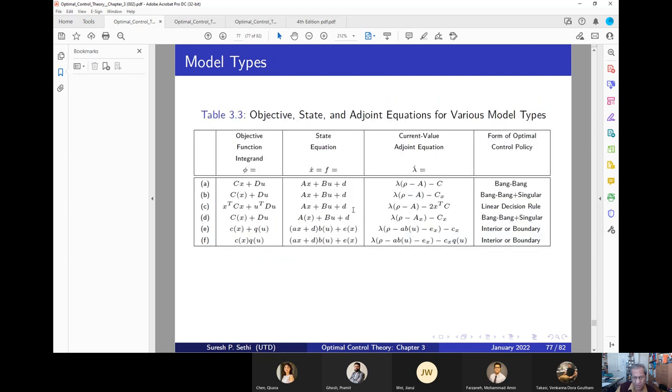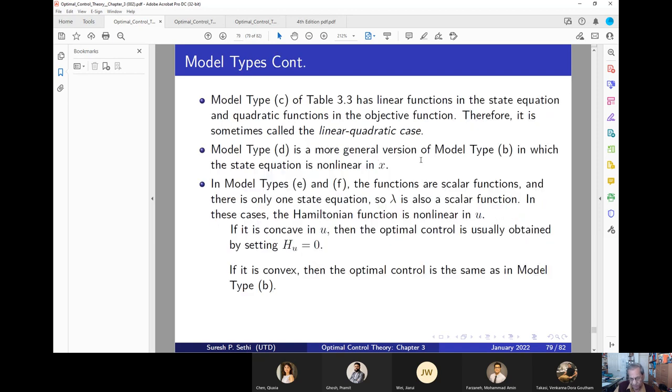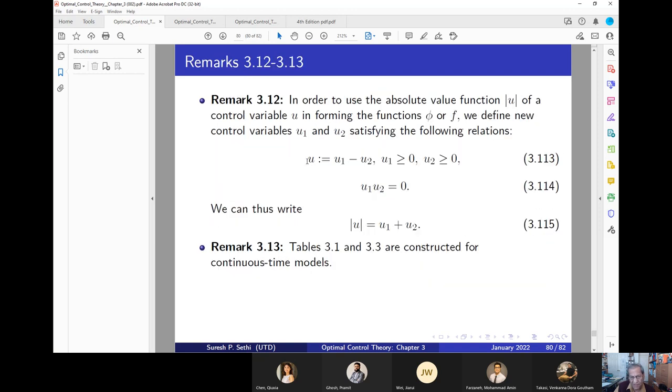The only two cases that are important here, these are nothing. It basically has an objective function and state equation, and gives you the adjoint equation. Given the adjoint equation, you maximize the Hamiltonian, you get a policy. And that policy, you can characterize it in some way, but you already know all of that. So what I'm interested in is this.